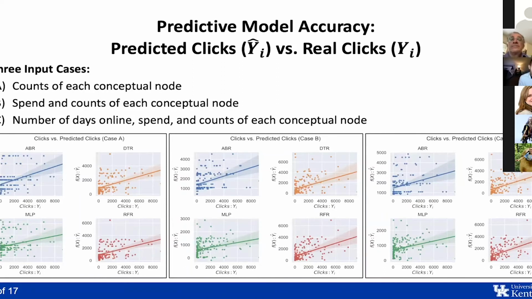The second case, case B, is where we look at conceptual nodes and the amount of Russian rubles that were being spent to promote the advertisement. The reason for this is that it's fairly intuitive that an advertisement with more monetary backing is going to be pushed more heavily by the online social networking platform it's being launched on. The third case we consider uses the number of days the advertisement is online, the number of Russian rubles spent, and the conceptual node combinations.